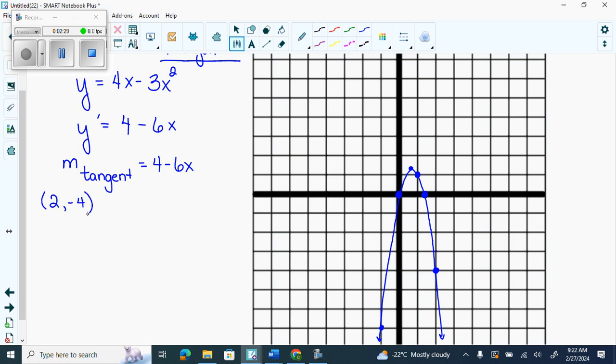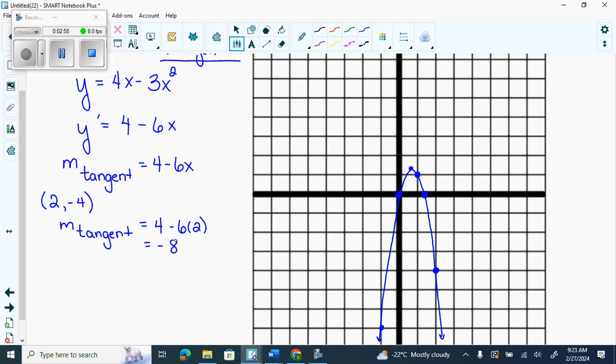So, m tangent, I would go m tangent for 2 and negative 4. The only thing I have to plug in is which? The x, because the y doesn't exist. In implicit differentiation, which we're going to do later, there's going to be x's and y's involved, and you'll have to plug in both. But for these ones, we don't. So we go 4 minus 6 times 2, and we get negative 8. So that is the slope at this point.